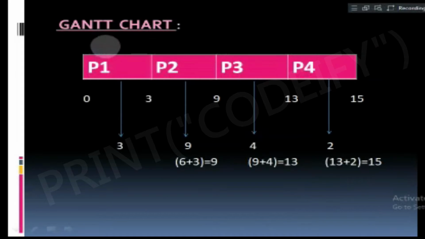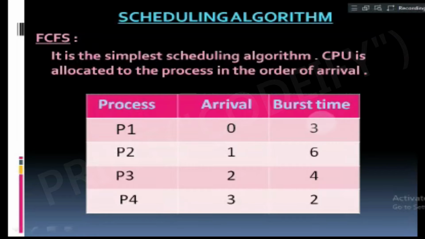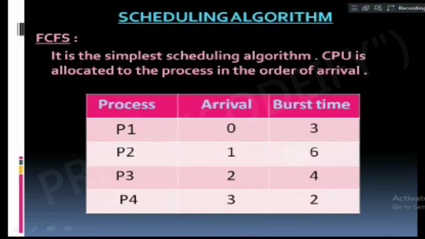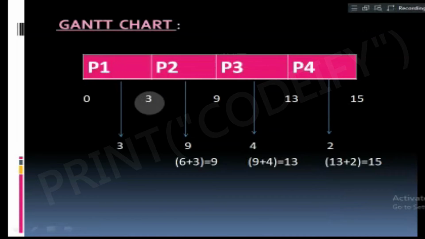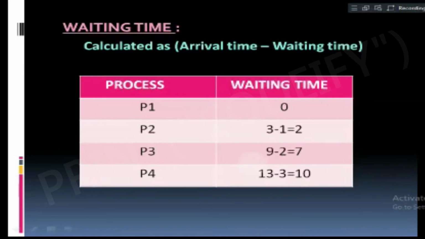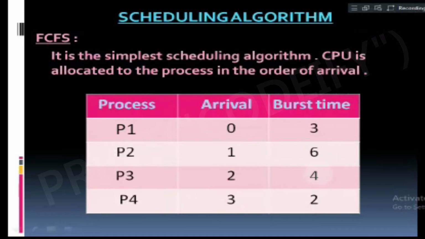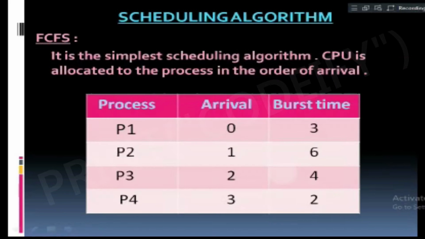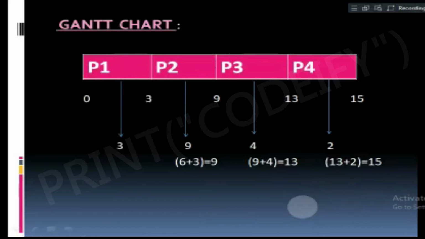First, we are going to construct the Gantt chart for this. P1 arrives at 0 and its burst time is 3, so 0 to 3. P2, its burst time is 6, so add 3 with this, which gives 9. P3 is 4, so 9 plus 4 is 13. And finally P4 is 2, so 13 plus 2 is 15.